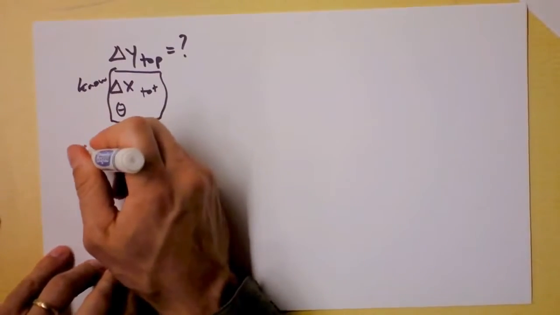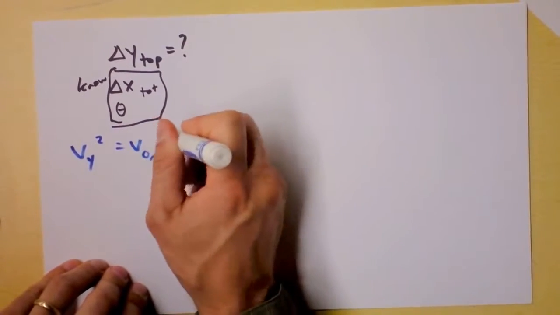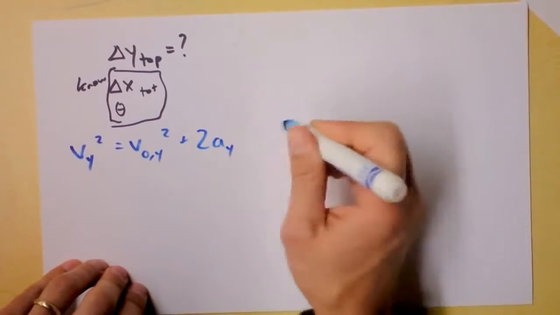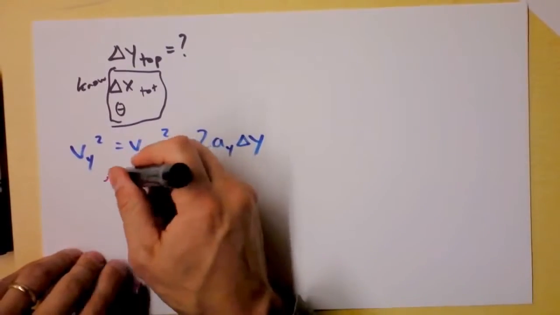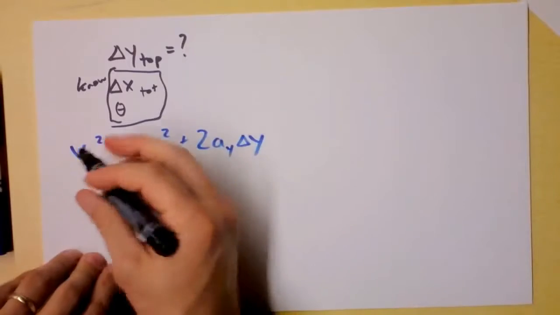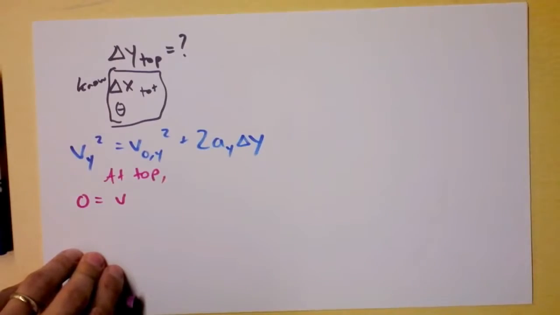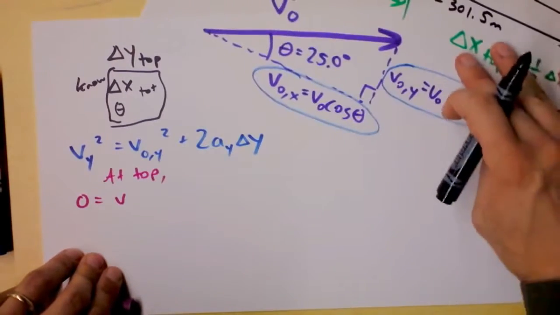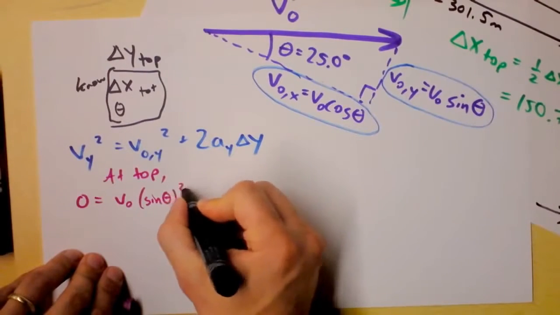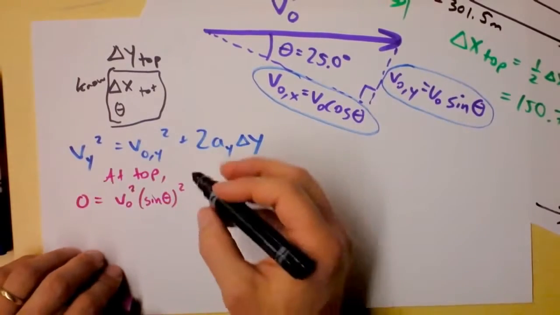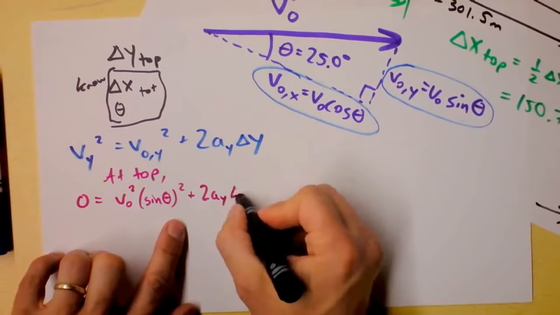It says the final velocity in the y direction squared is the initial velocity in the y direction squared plus 2 times a in the y direction times delta y. At the top, check it out. I'm going to have to write a little bit smaller. At the top, we get 0 equals the initial velocity. Now, I'm going to plug in what the initial velocity in the y direction is. I'll remind you that the initial velocity in the y direction is this business right here. It is V naught times sine of theta, but I'm supposed to square it, so I'll square the sine theta and I'll square the V naught. All right, and then I'm going to add on 2ay delta y.